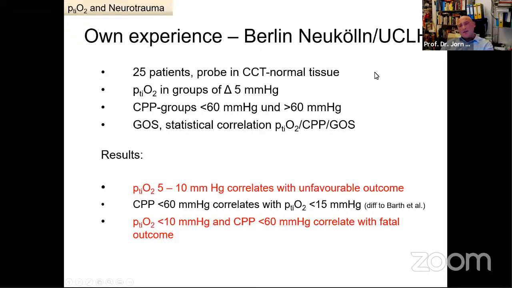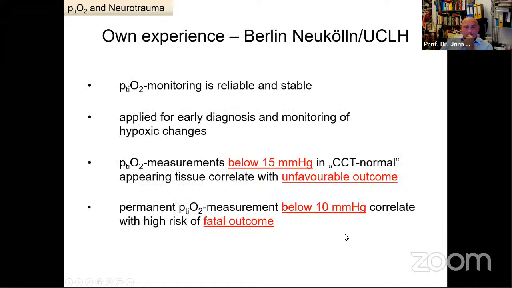My own experience in our hospital in Berlin and at University College London, we looked at a couple of patients in a study, in order to find out which are the cutoff points in PO2 measurement, and we found that a PO2 of about 5 to 10 millimeters mercury correlates with an unfavorable outcome, and the PO2 under 10 millimeters mercury and the CPP, the cerebral perfusion pressure, under 60 at the same time correlates with the fatal outcome. So we said that we could conclude that the PO2 monitoring is a reliable and stable method.